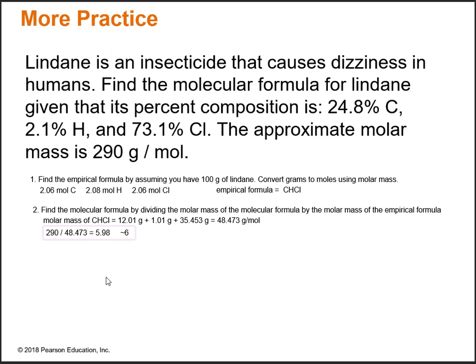So now we know that the molar mass is 6 times the empirical mass, which means we have to multiply our empirical formula by 6.